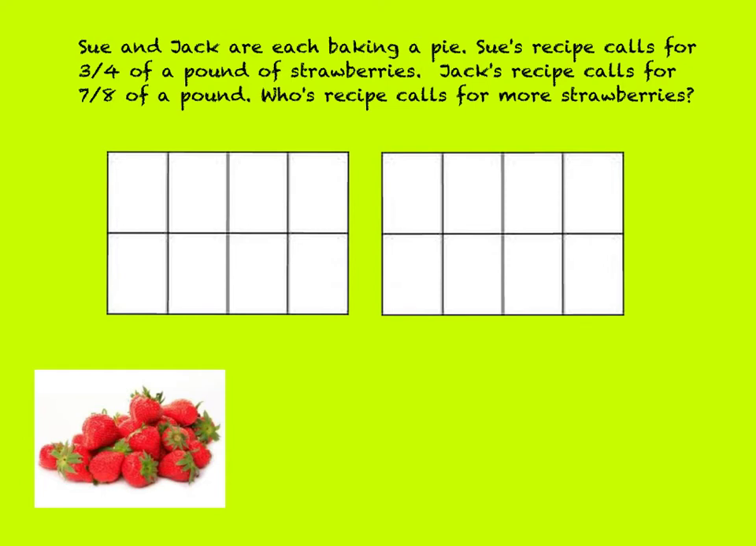All right, here's our problem of the day today. Sue and Jack are each baking a pie. Sue's recipe calls for 3/4 of a pound of strawberries. Jack's recipe calls for 7/8 of a pound. Whose recipe calls for more strawberries?